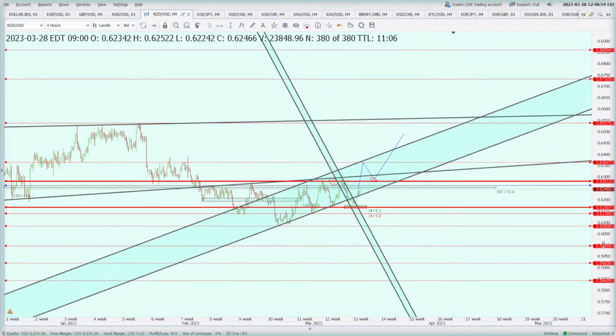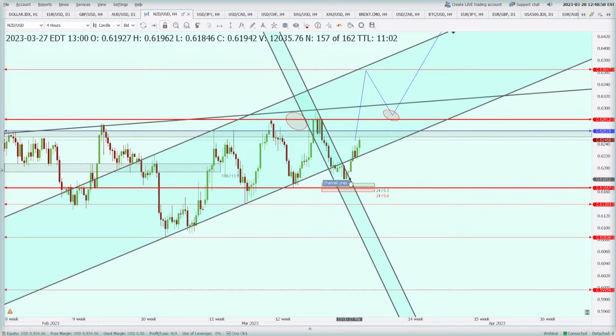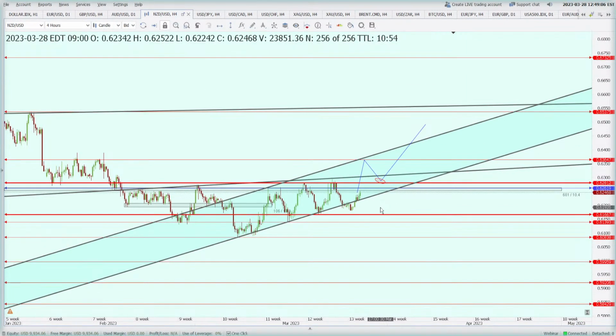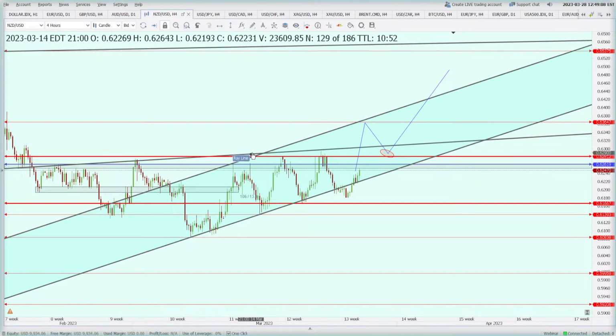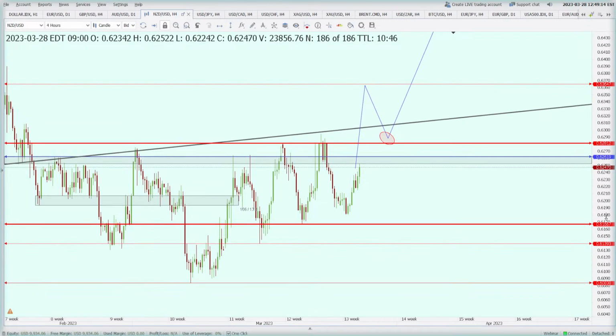All right. And what about this channel? This channel, since it is already broken, I am just removing it so that we have a clean chart and a clear picture of what we are expecting. We are expecting this line to be acting as a resistance, and this channel now we can remove, so we have an even clearer picture.